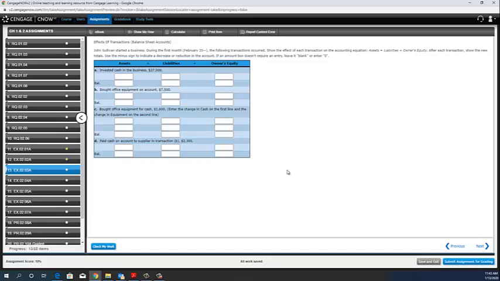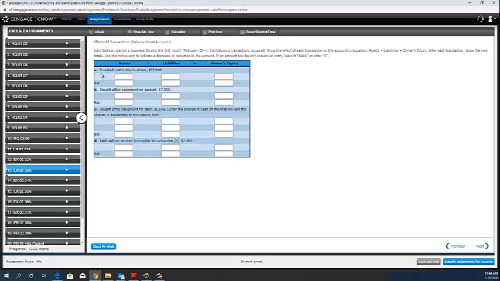Okay, so in this one, John Sullivan started a business, and his first month of business was February 2020. The following transactions occurred. So we are going to show the effect of each transaction in our accounting equation. All right, the first one says that the owner invested cash in the business of 27,000. You're going to see this transaction many times in this course.